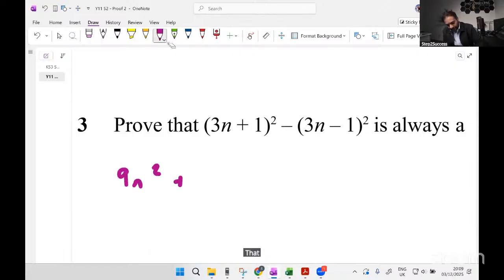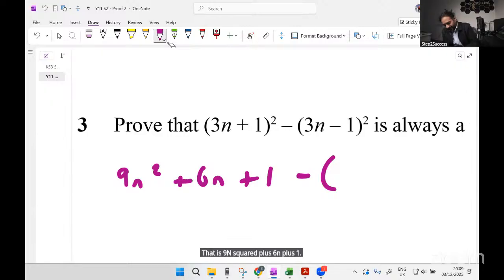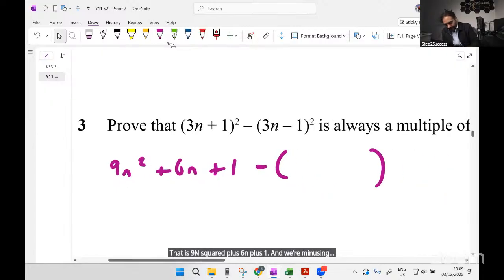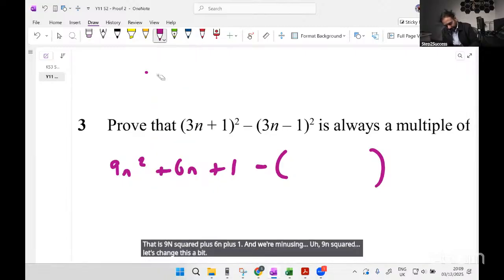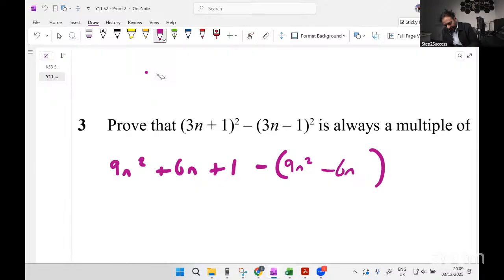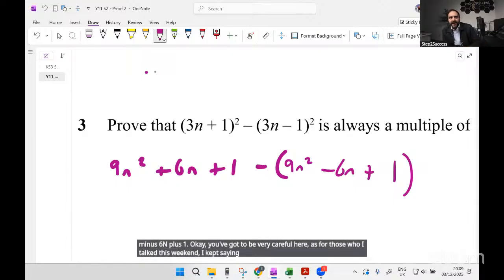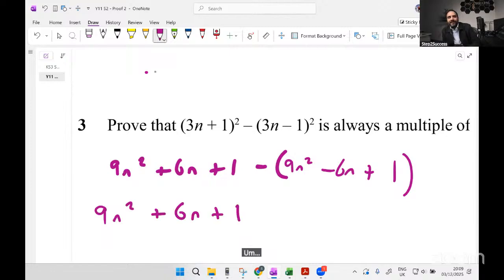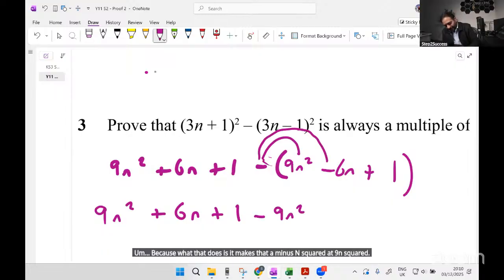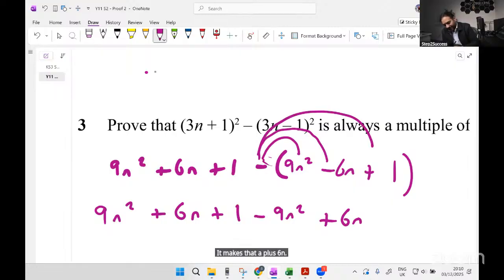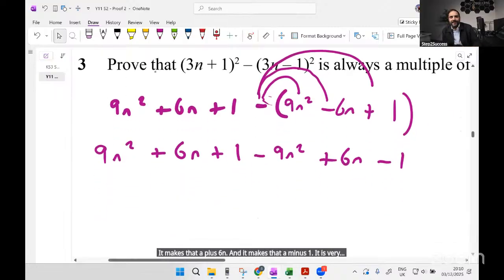That is 9n squared plus 6n plus 1. And we're minusing 9n squared, minus 6n plus 1. You've got to be very careful here, as for those who I taught this weekend, I kept saying, be careful with these minuses, because what that does is it makes that a minus 9n squared. It makes that a plus 6n, and it makes that a minus 1. It is very easy to mess that up.